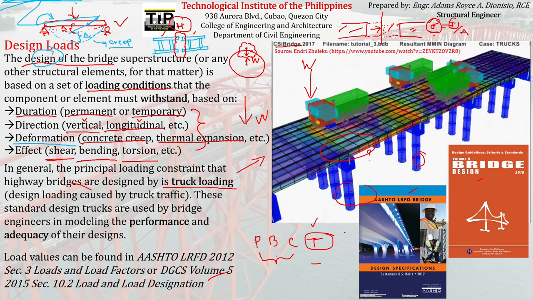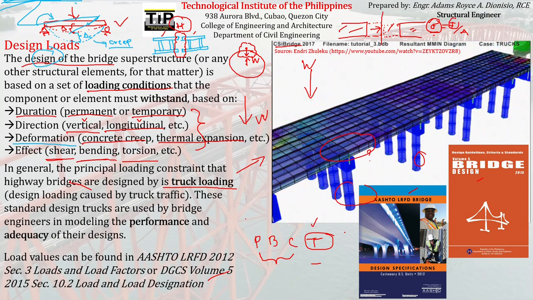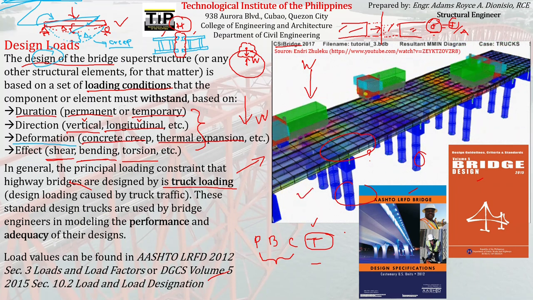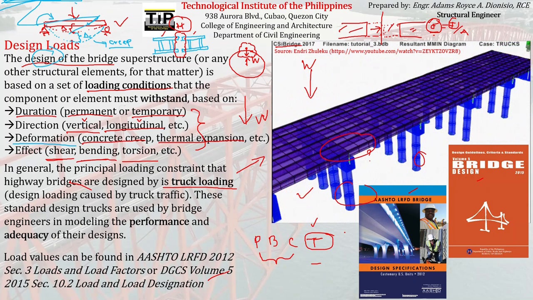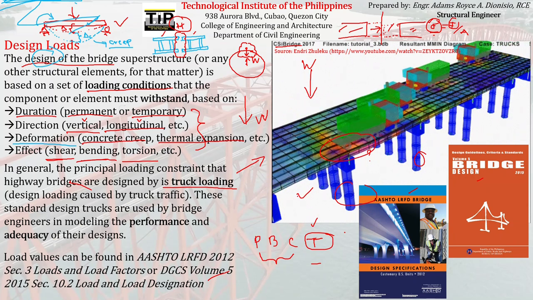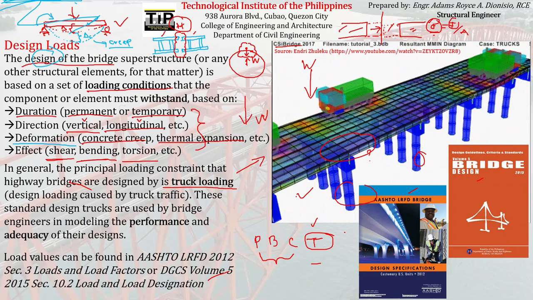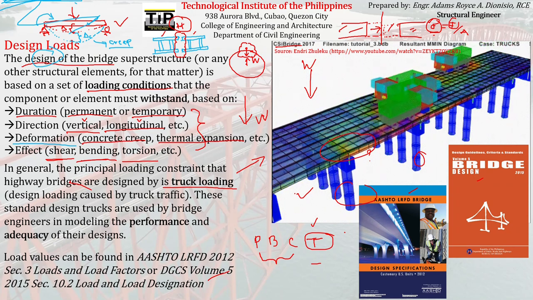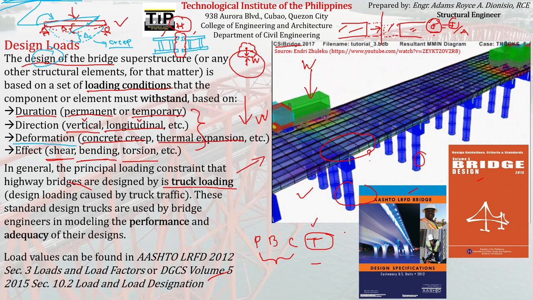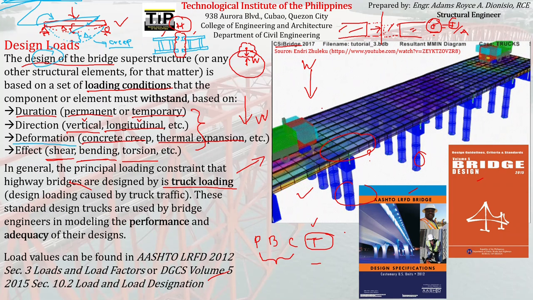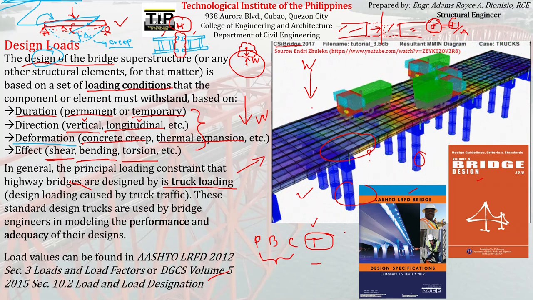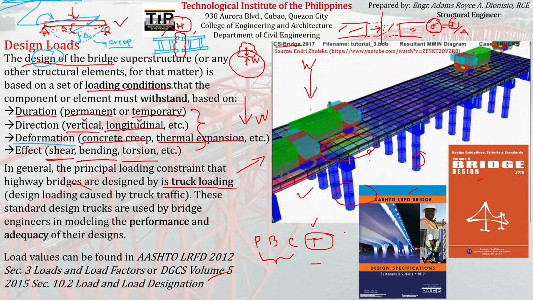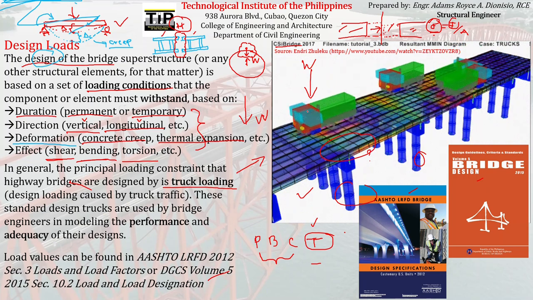These standard design trucks are used by bridge engineers in modeling the performance and adequacy of their design, just like what you see here. For a bridge engineer to know the performance or adequacy of their design, we usually make trucks pass over the bridge we are designing. We simulate the real-life scenario wherein trucks will actually pass over the bridge we are designing.